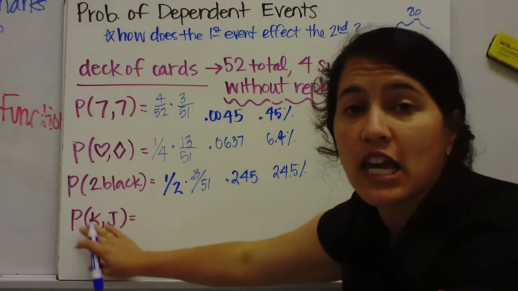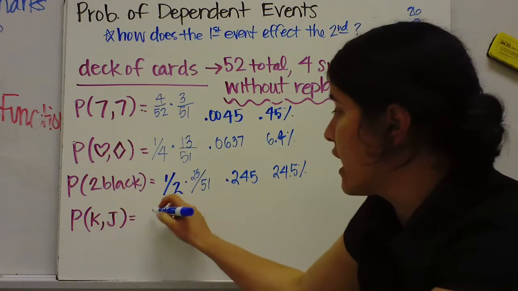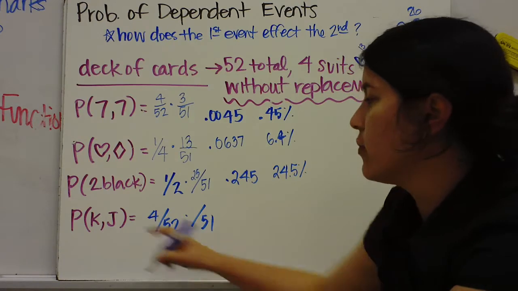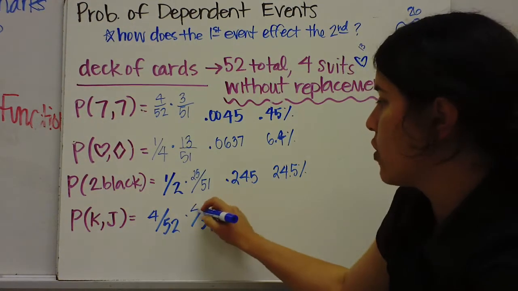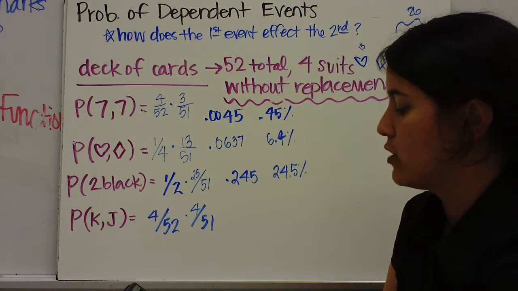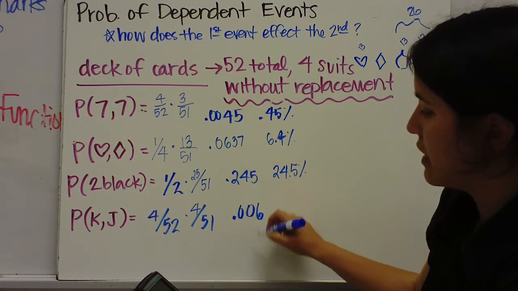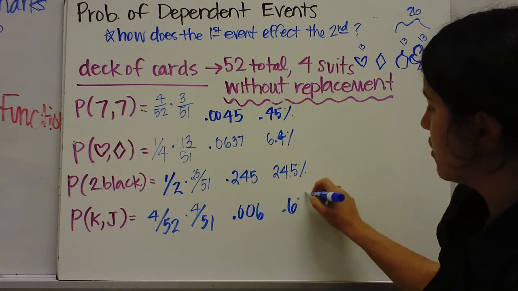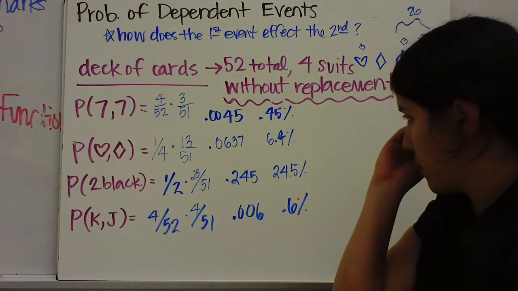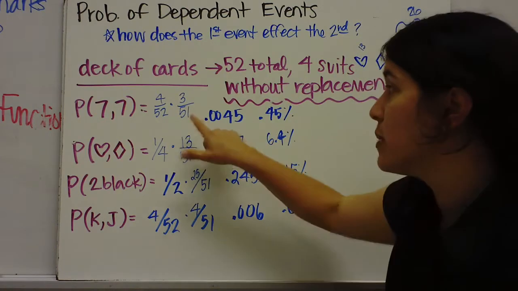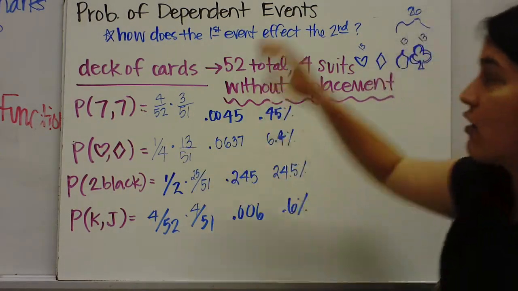All right, the probability of getting a king and then a jack. There are 4 kings out of 52, and then remember we're going to have 51, and there are 4 jacks out of 51. So you're going to multiply 4 out of 52 times 4 out of 51, and we get 0.0060, so 0.6%. So that's how you find the probability of dependent events. And the key is you have to remember to switch that second outcome.